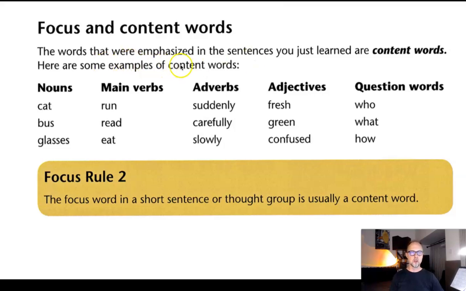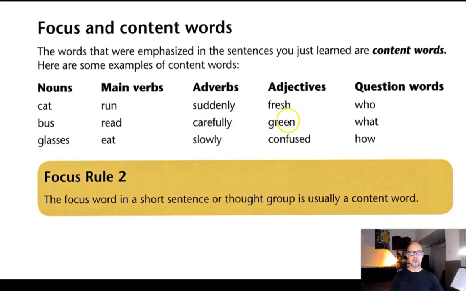So here are some examples of content words. So content words are words like nouns. So nouns are content words. Cat, bus, glasses, right? So these are nouns. Also, main verbs are content words. So words like to run, to read, to eat, right? Not modal verbs like can or be verbs like is. No. It must be main verbs. Adverbs are words like suddenly, carefully, slowly. These are content words. Also, adjectives are content words.